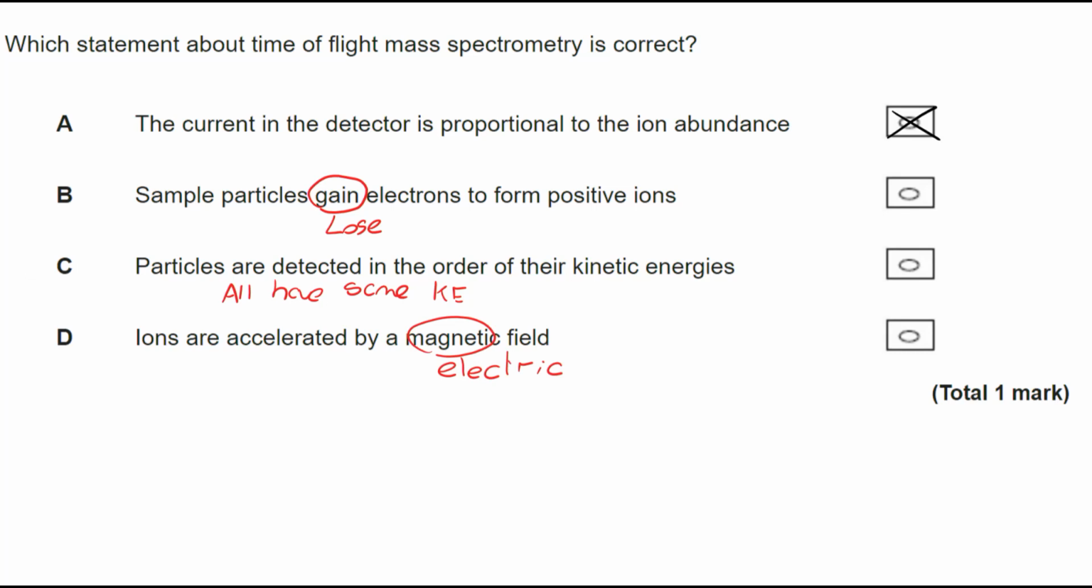Now that leaves us with A, which you possibly knew straight away was correct. This is how we actually determine abundance. We measure the total current as a result of each isotope, and that current is proportional to the abundance of that ion.